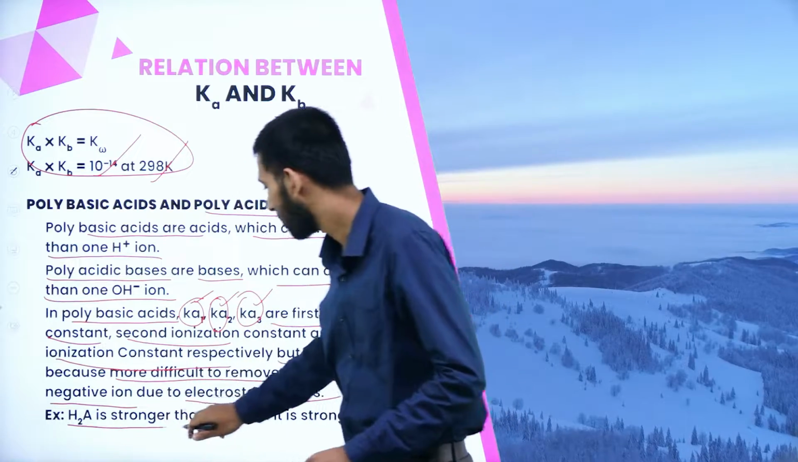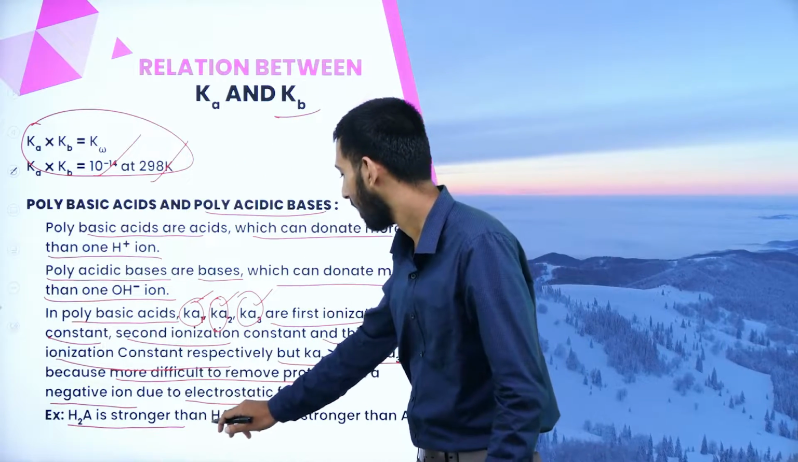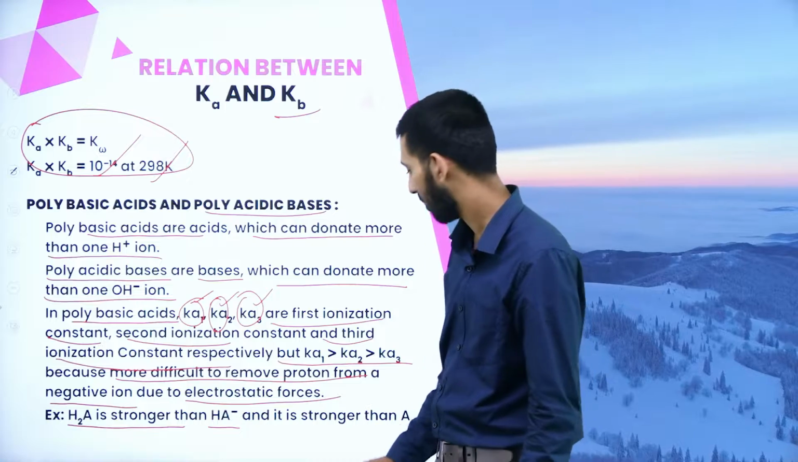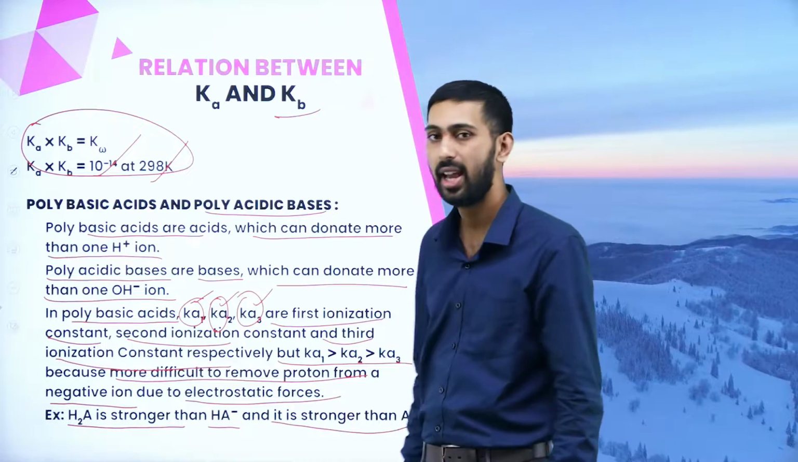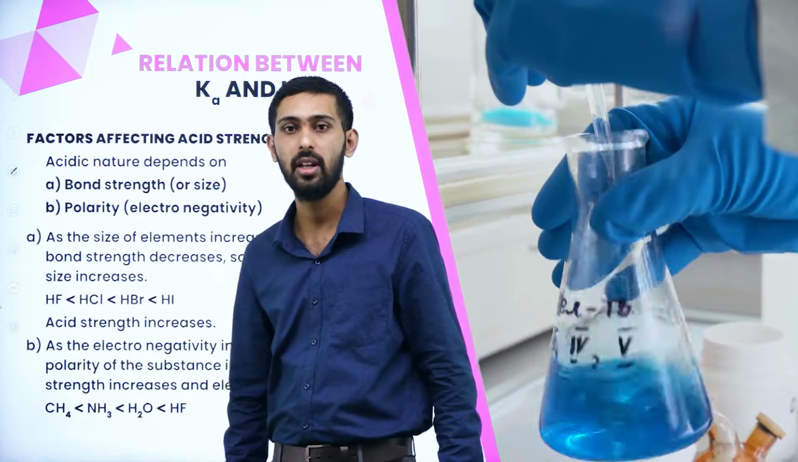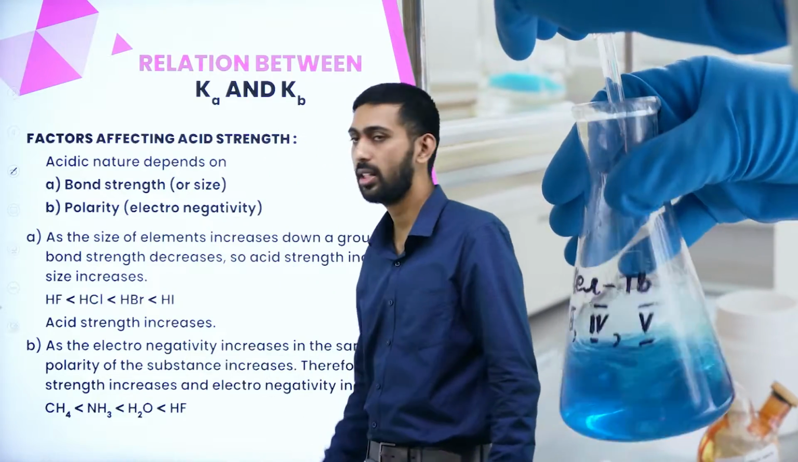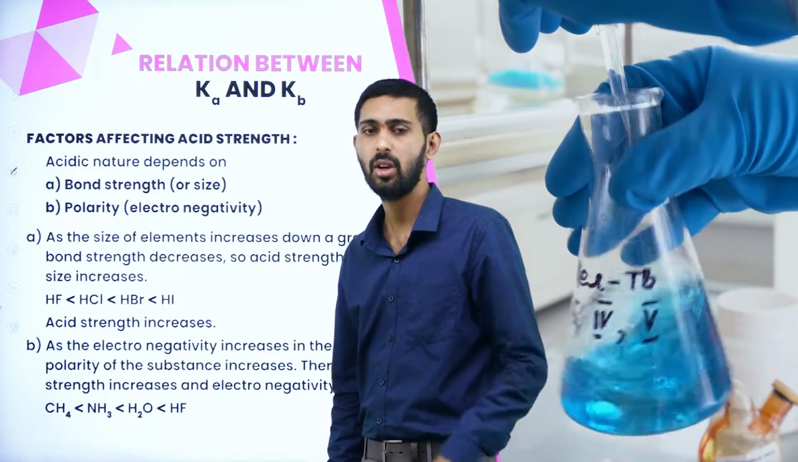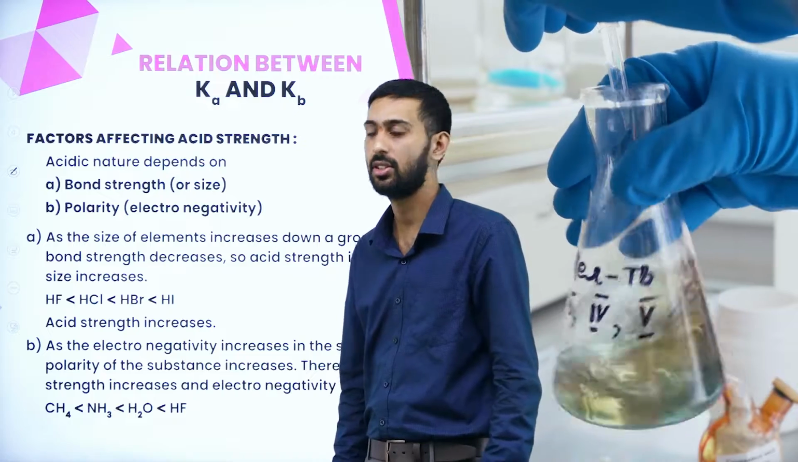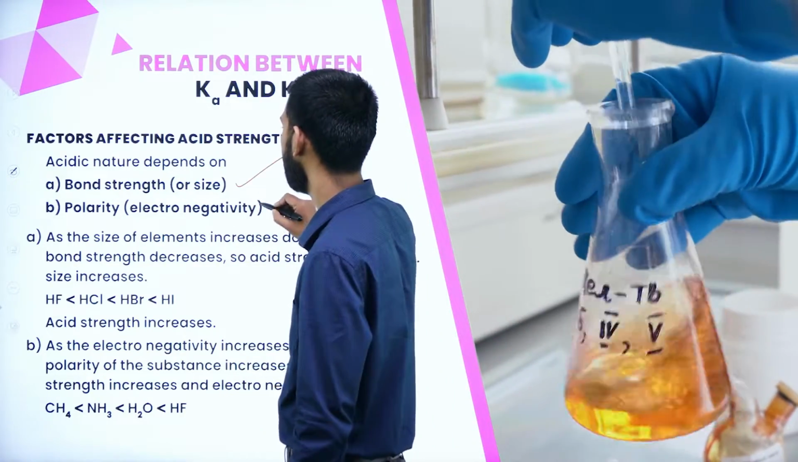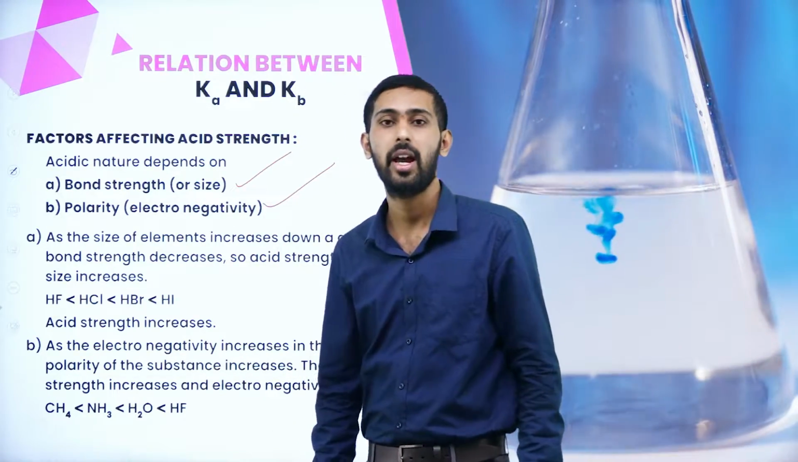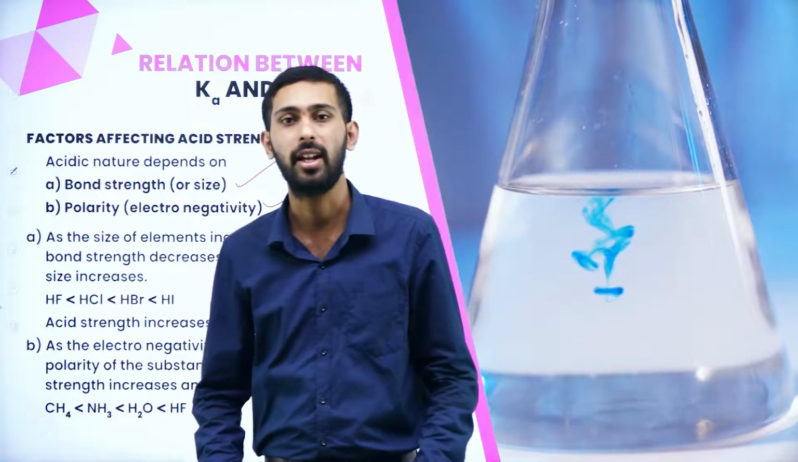Here H2A is stronger than the HA ion. Why? Because H2A is stronger than A, they have said. Okay. Next thing is factors affecting the acid strength. What are the factors that affect acid strength? First thing is bond strength. Second one is polarity or electronegativity.